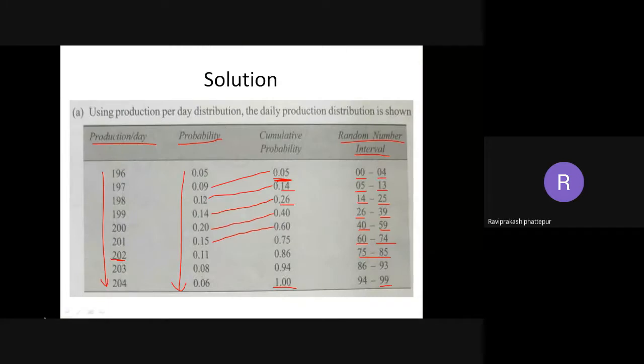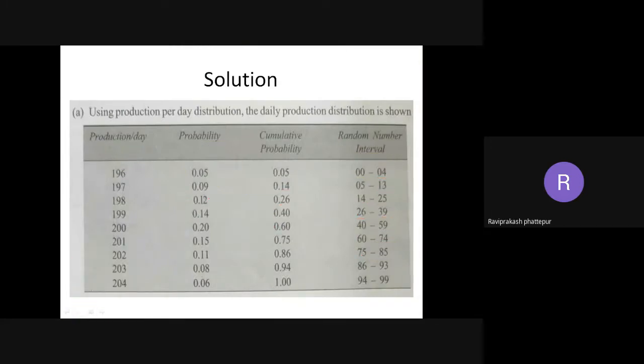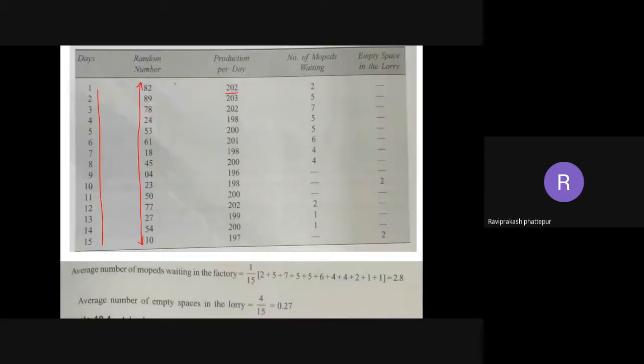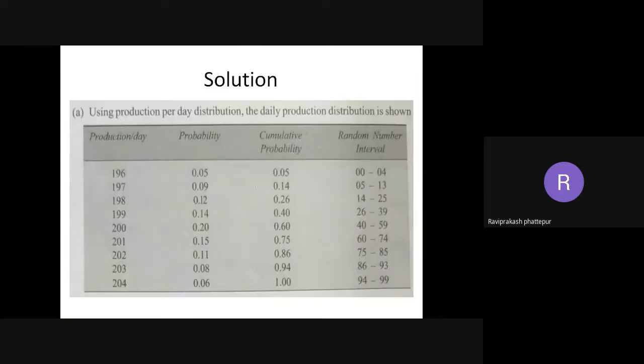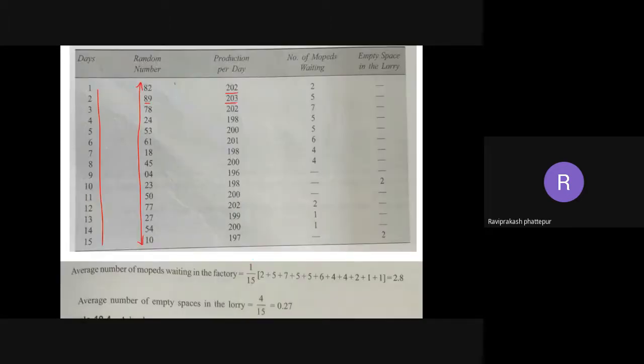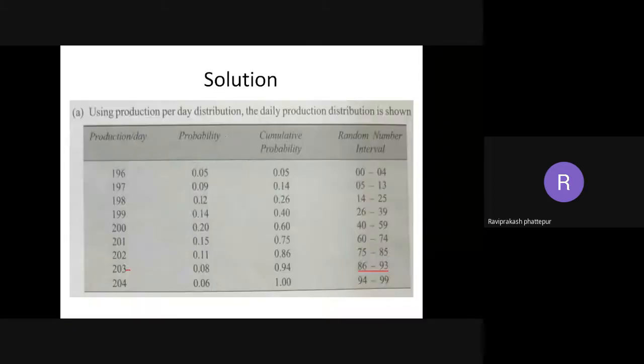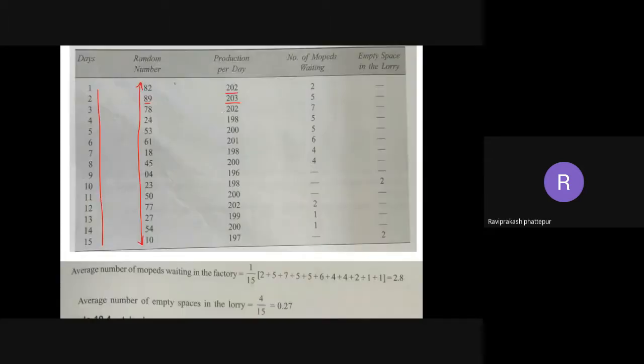Okay, next I'll just erase this so that you'll understand better. Next value is 89. 89 comes between 86 and 93. For 86 to 93, how much is the value? 203. So 203 is here. Then 78. 78 is between 75 and 85. So what is the value? 202.